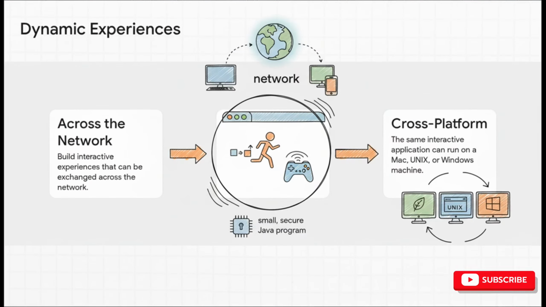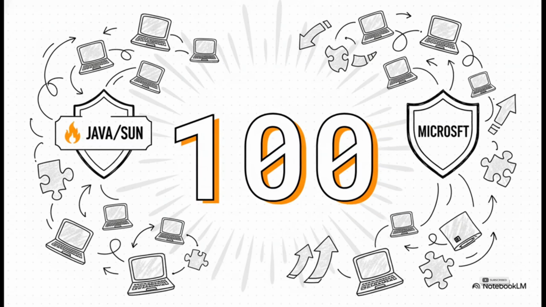Their big solution was something they called Java Applets. It was a simple idea, but it was genius. A small, secure Java program could be dropped right into a web page. Your browser would download it, and it would run right there on your machine. All of a sudden, for the very first time, websites could have animations and games and interactive tools. The web came alive.